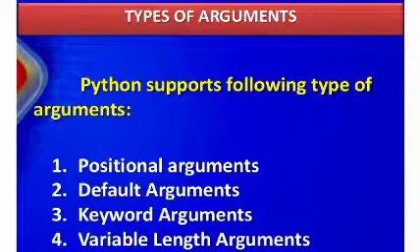Arguments can be classified into many types, because arguments can be passed in many ways. Python supports the following types of arguments. Number 1, positional arguments, meaning you can pass values according to position. Second, default arguments: some arguments may contain a value during the definition of the function, or may not contain any value. Third, keyword arguments.